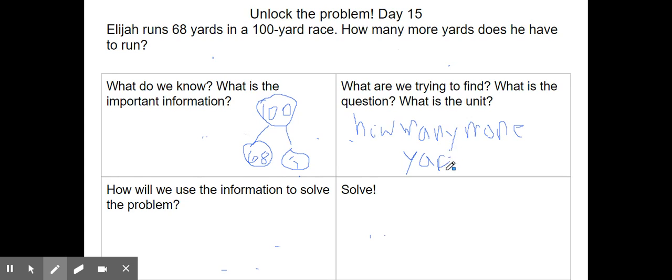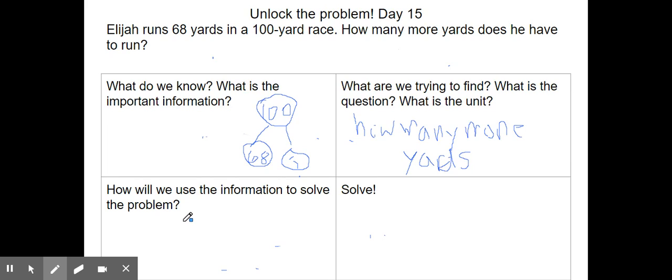Okay, let's look at the next box. How will we use the information to solve the problem? I'm going to look back at the number bond I made. When we are missing a part, do we add or subtract? Once you've decided if we should add or subtract, pause the video and write the equation you will use to solve the problem.